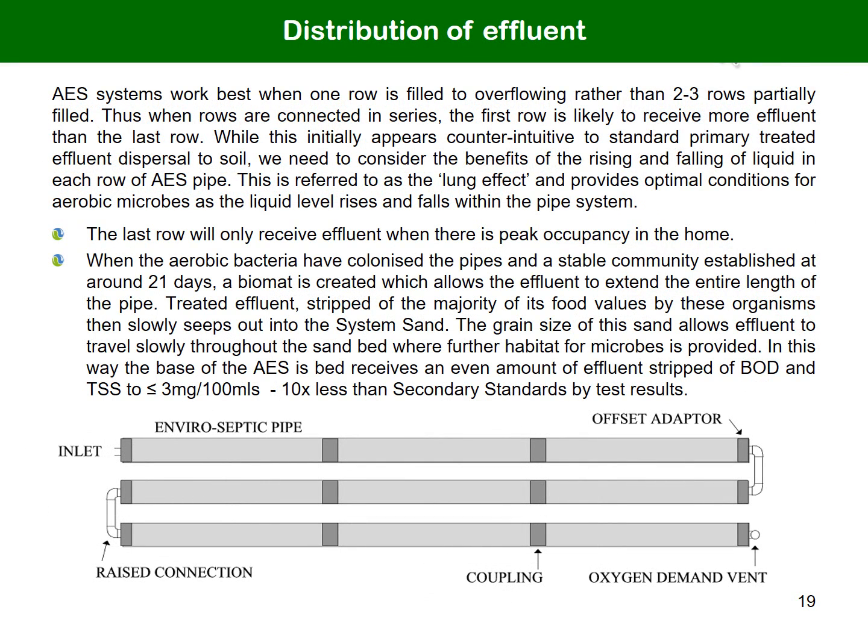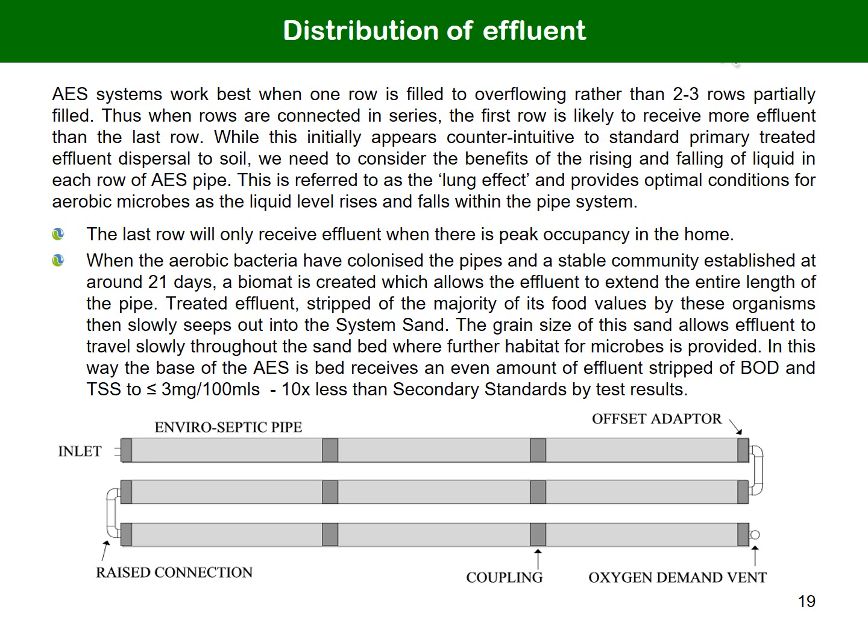AES systems work best when one row is filled to overflowing rather than 2 to 3 rows partially filled. Thus, when rows are connected in series, the first row is likely to receive more effluent than the last row. While this initially appears counterintuitive to a standard primary treated effluent dispersal to soil, we need to consider the benefits of the rising and falling of liquid in each row of AES pipe. This is referred to as the lung effect and provides optimal conditions for aerobic microbes as the liquid level rises and falls within the pipe system.